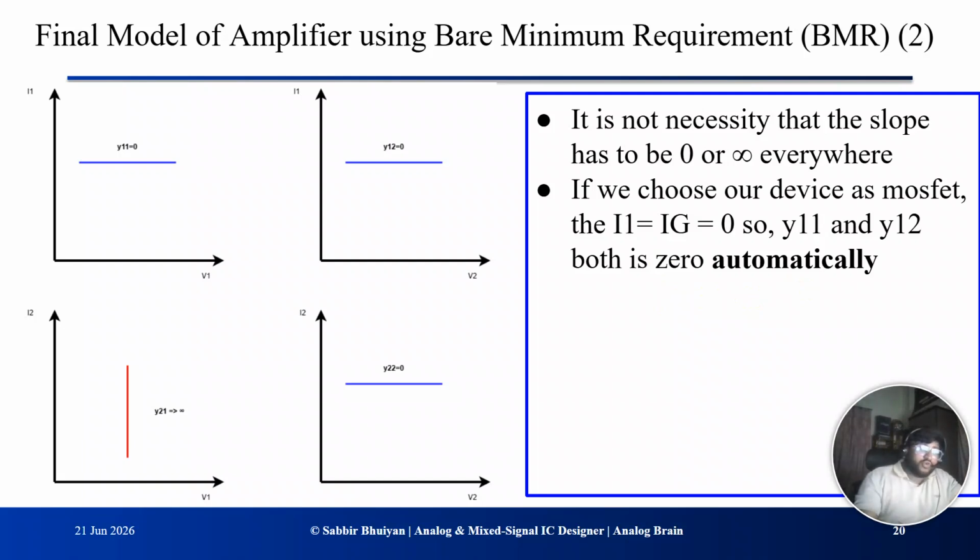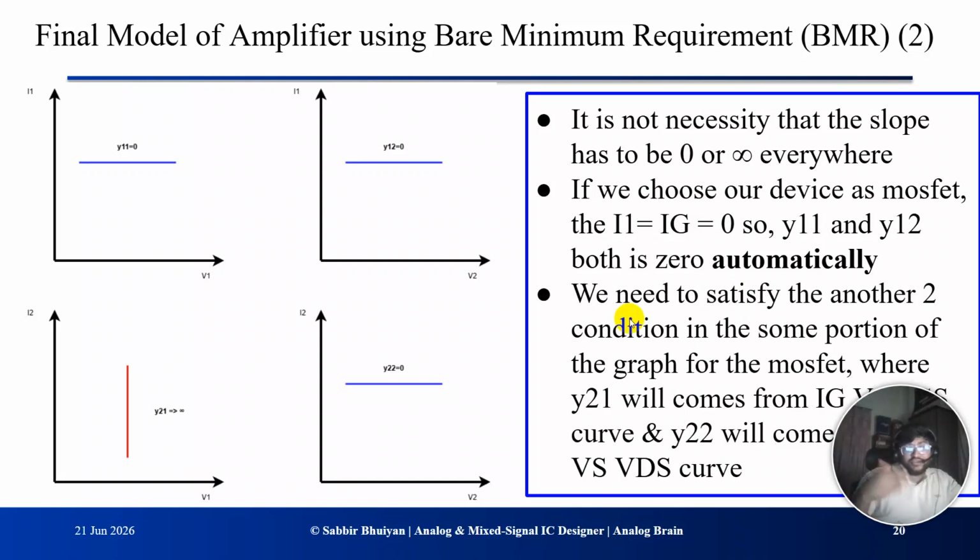That leaves two conditions still to satisfy. Each one maps to a specific recognizable IV curve of the MOSFET. For Y21, we need this large, ideally near vertical. It comes from the slope of the ID versus VGS curve. It's nearly impossible to have a slope like 90 degrees. That's our transconductance: Y21 is actually our gm. And Y22 we need near 0, ideally flat. It comes from the slope of the ID versus VDS curve. That's your output conductance, 1 over ro.